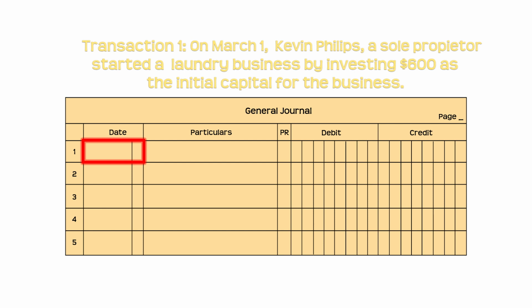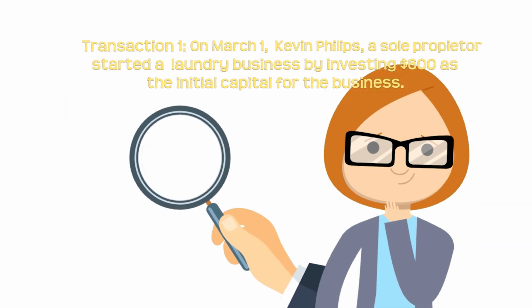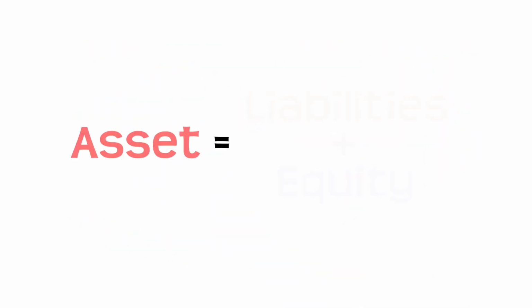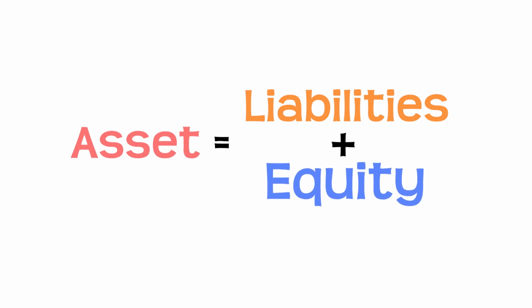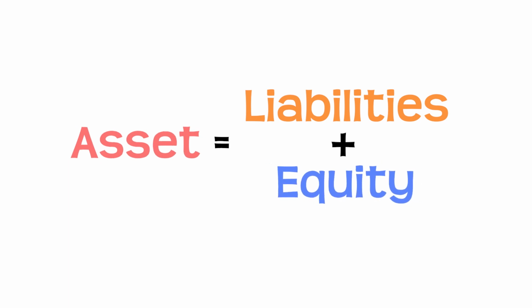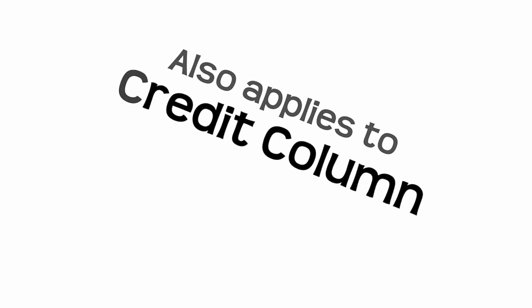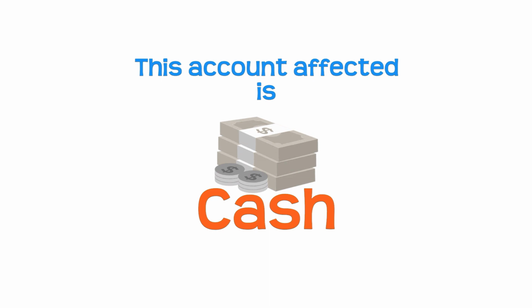First step is to fill the general journal with the date of the transaction. The second step you need is finding the accounts related to this transaction. Since you have learned that this transaction affects both the assets and the equity, that means that an account under the asset and an account under the equity is affected. Now, what are the accounts affected? The account affected is cash under the asset.